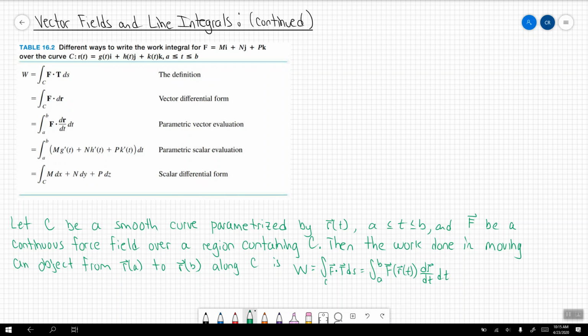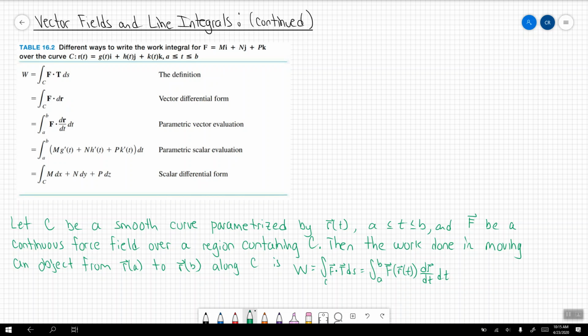Hi everybody, welcome back. Today we're going to finish off one of the sections that we were working on before, which was vector fields and line integrals. On the screen here you see that the heading just says that it's continued from last time.